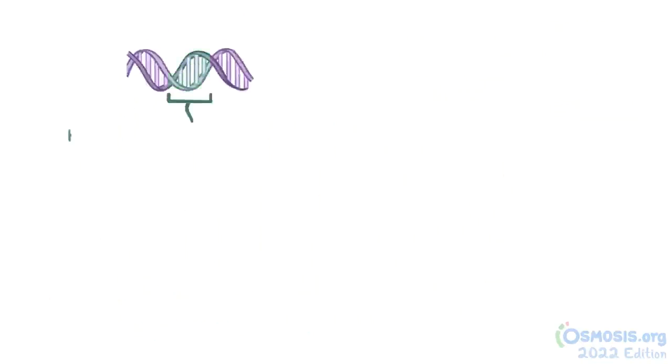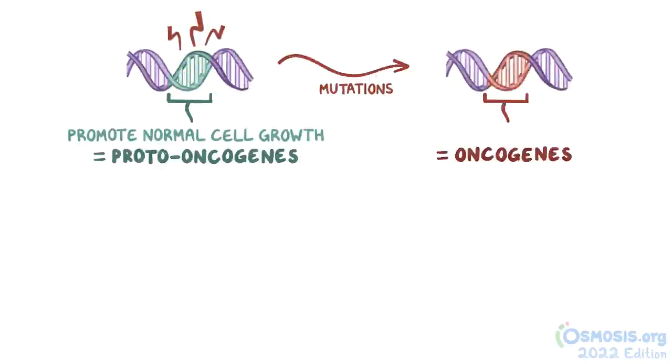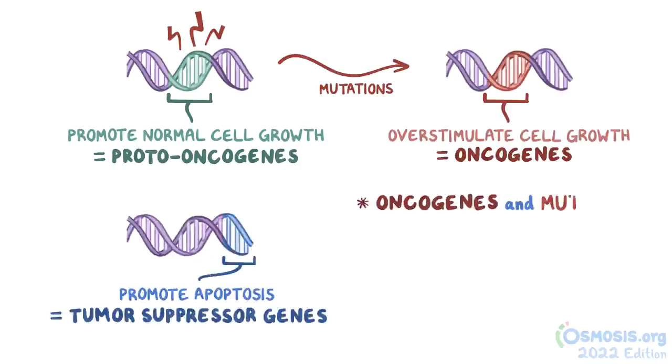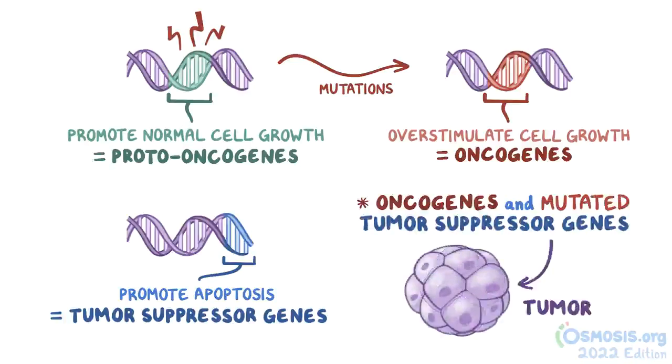Now, there are genes that promote normal cell growth called proto-oncogenes. With mutations, proto-oncogenes become oncogenes, and these overstimulate the cell growth. To balance out cell growth, there are other genes called tumor suppressor genes, which promote apoptosis or cell death of mutated cells. So oncogenes, or mutated tumor suppressor genes, allow cells to keep growing uncontrollably, resulting in tumors.